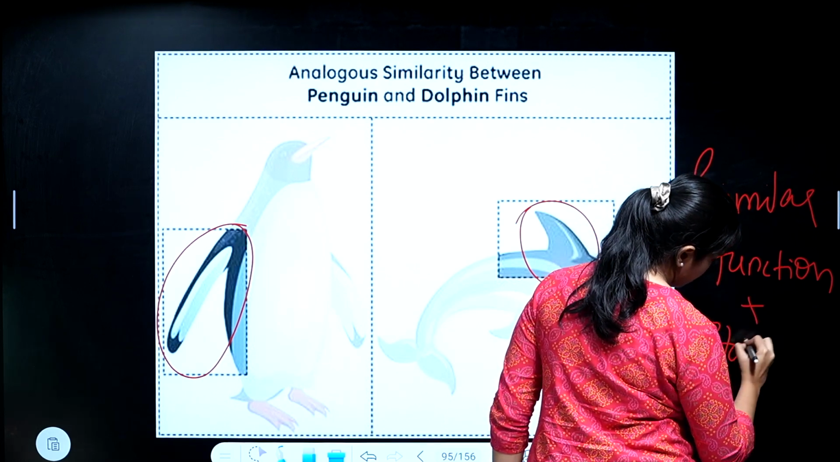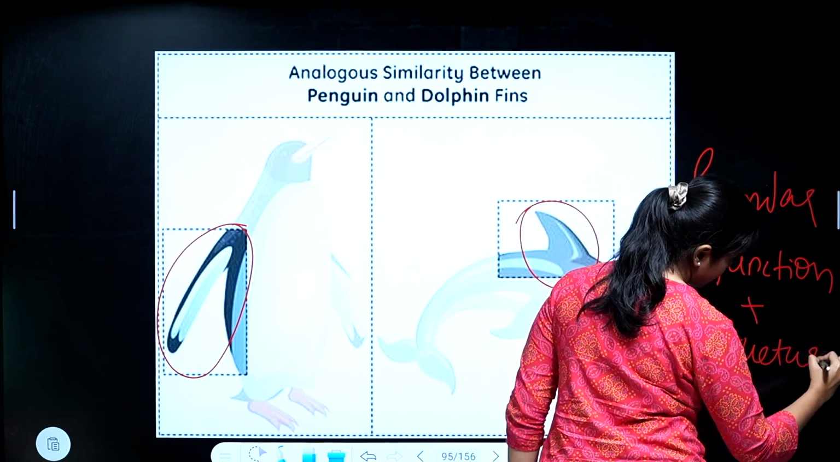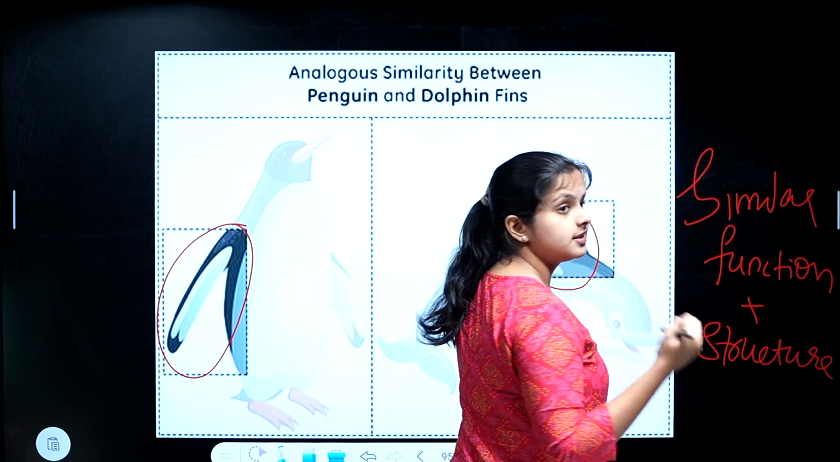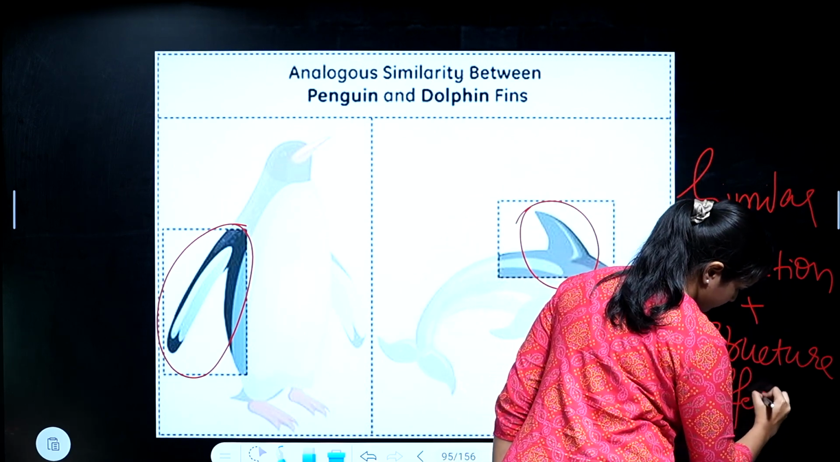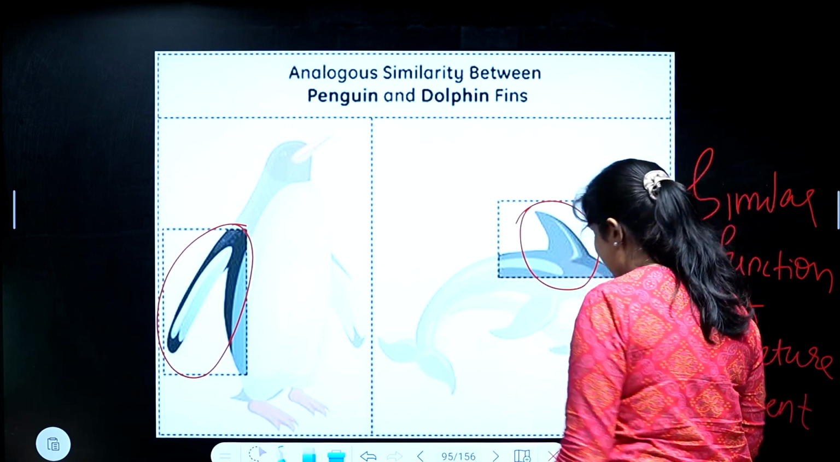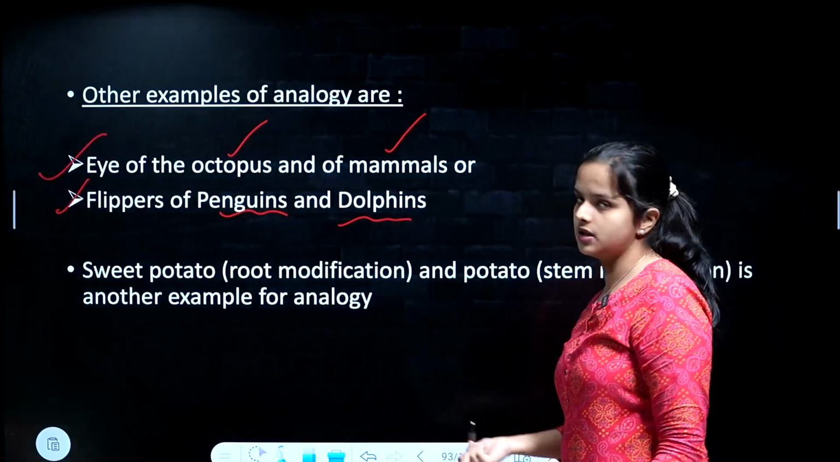So what can we say? This is an analogous organ. The structure is completely different. So that's another example for analogous organ and convergent evolution.